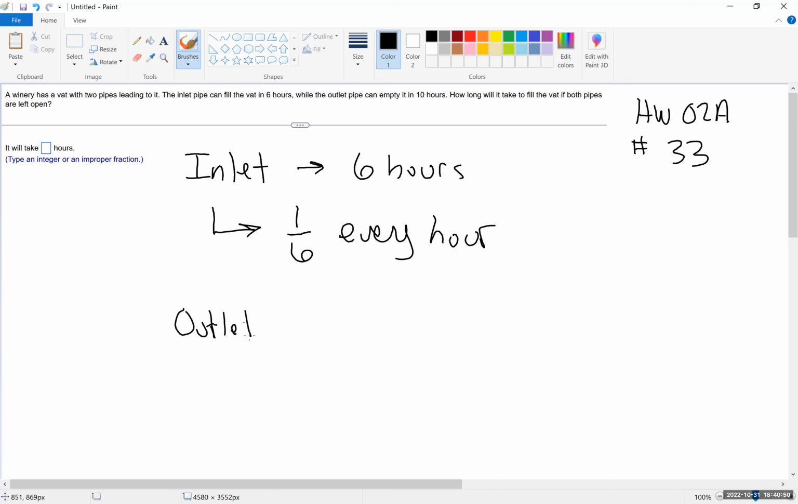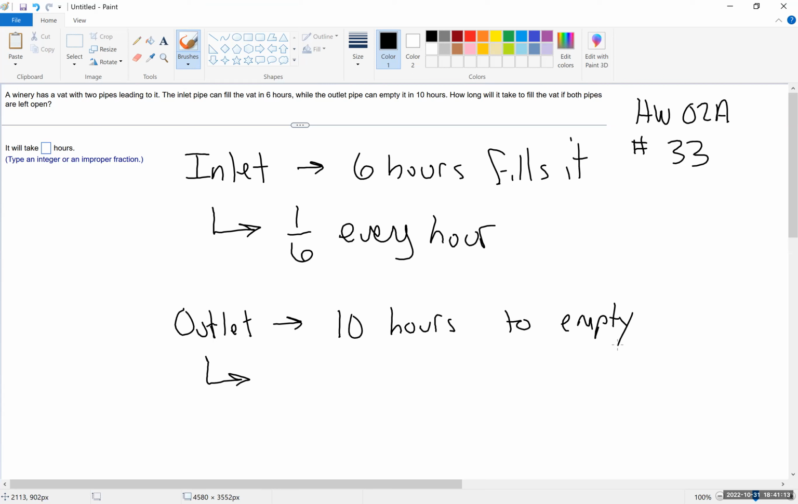Okay. All right. I'm regretting picking this one a little bit. The outlet pipe, so this fills it. The outlet pipe can empty it. It takes 10 hours to empty. Okay. What does that mean? That's 1/10 every hour.